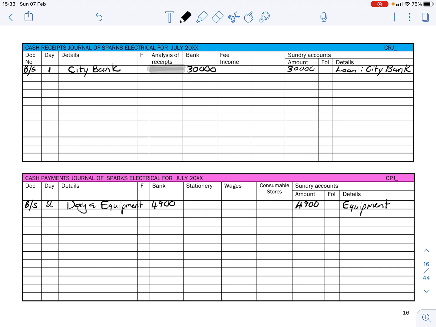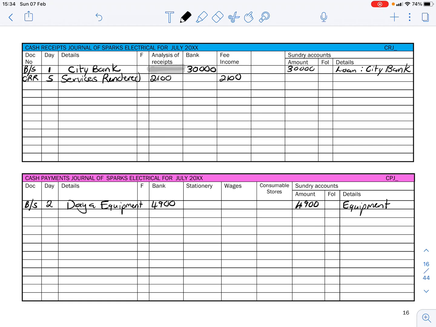On the 5th, we had 2 transactions, both in the CRJ. The first one, on the 5th, was cash receipts for services rendered. Now, we can put in our CRR. Our detail is services rendered. Analysis would be 2,100 Rand. We don't put anything in the bank because there is another transaction on the day. And when we have services rendered, we can use fee income.